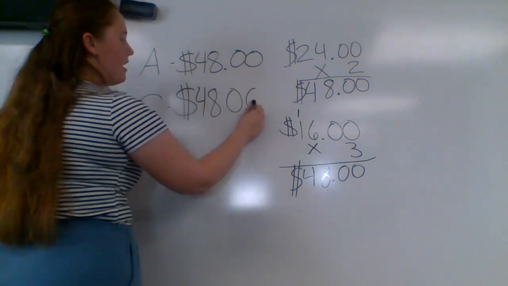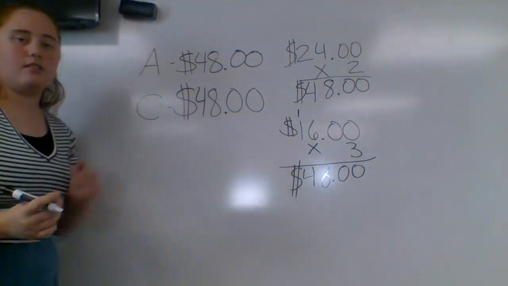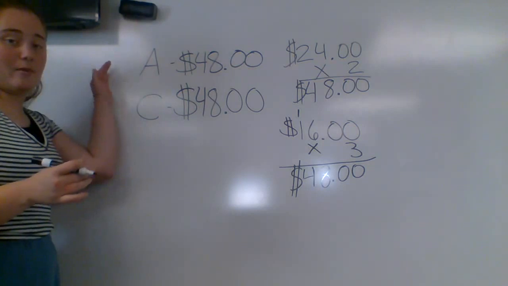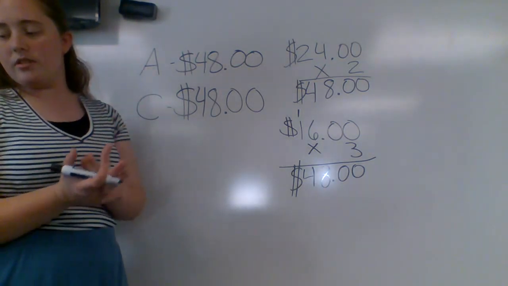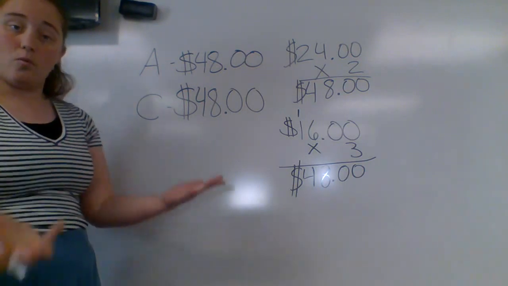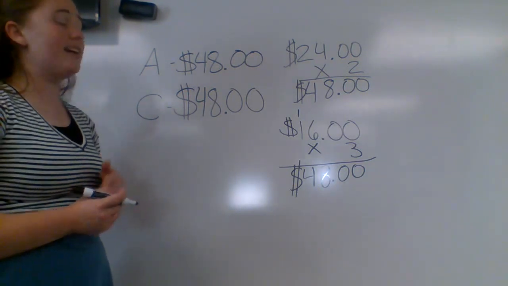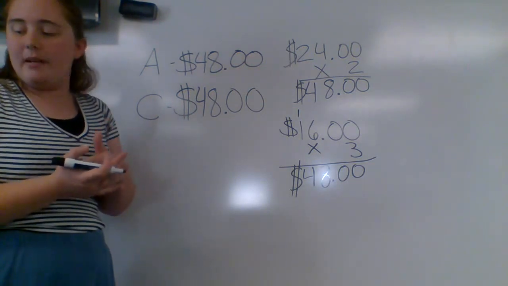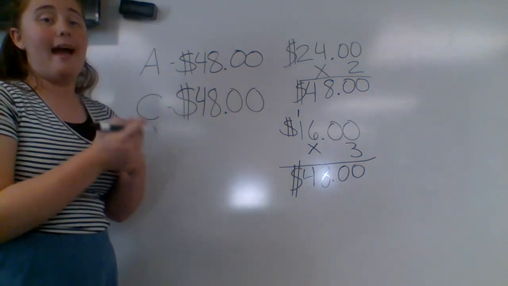So we have $48 right here and $48. Now, it's not asking how much was the adult tickets and how much was the children tickets. It says how much did they spend on the tickets. So what do you think we're going to do? Right, I can say how much did they spend on the tickets all together or in all. So that means I'm going to add.